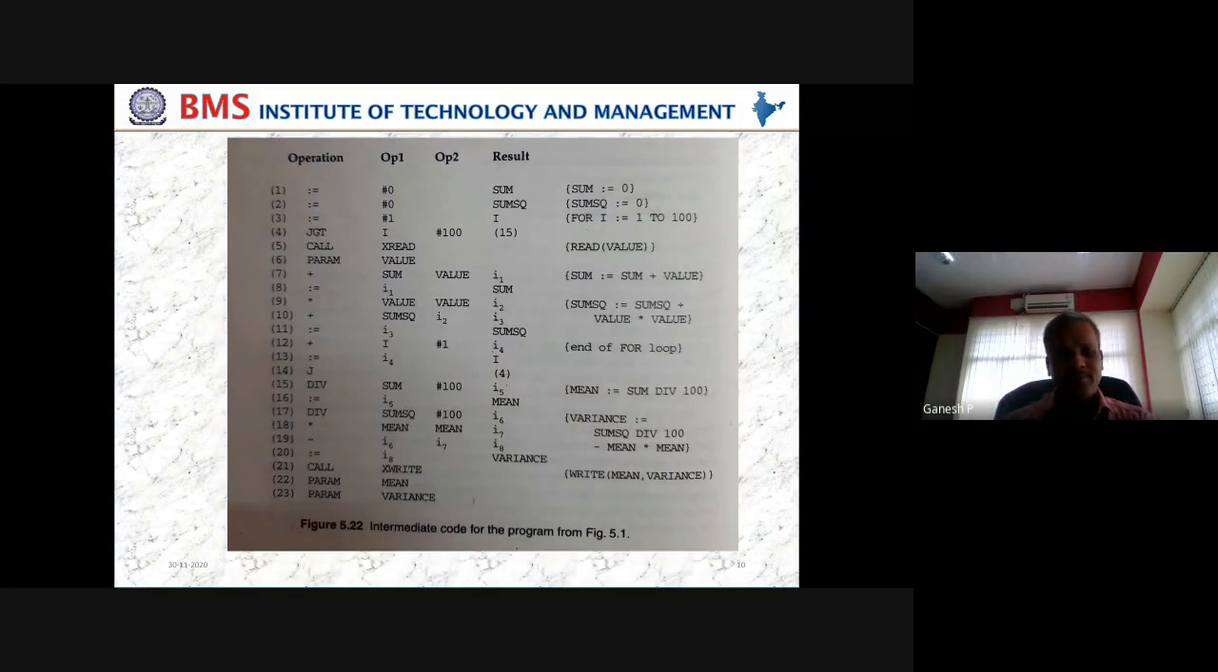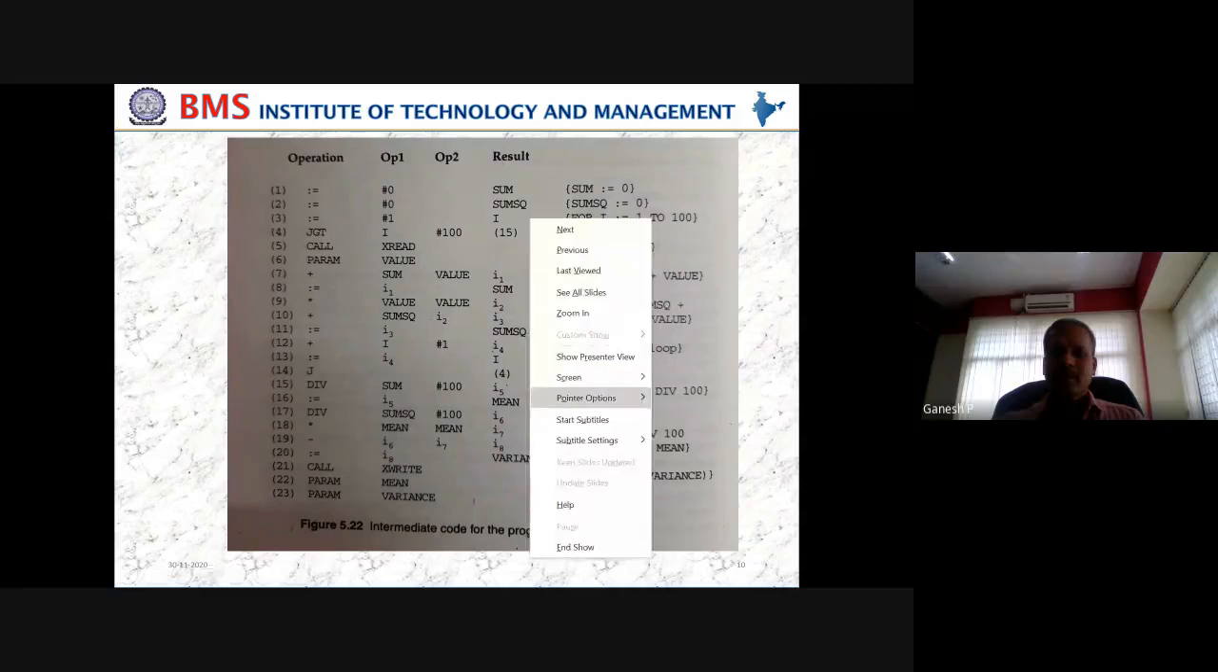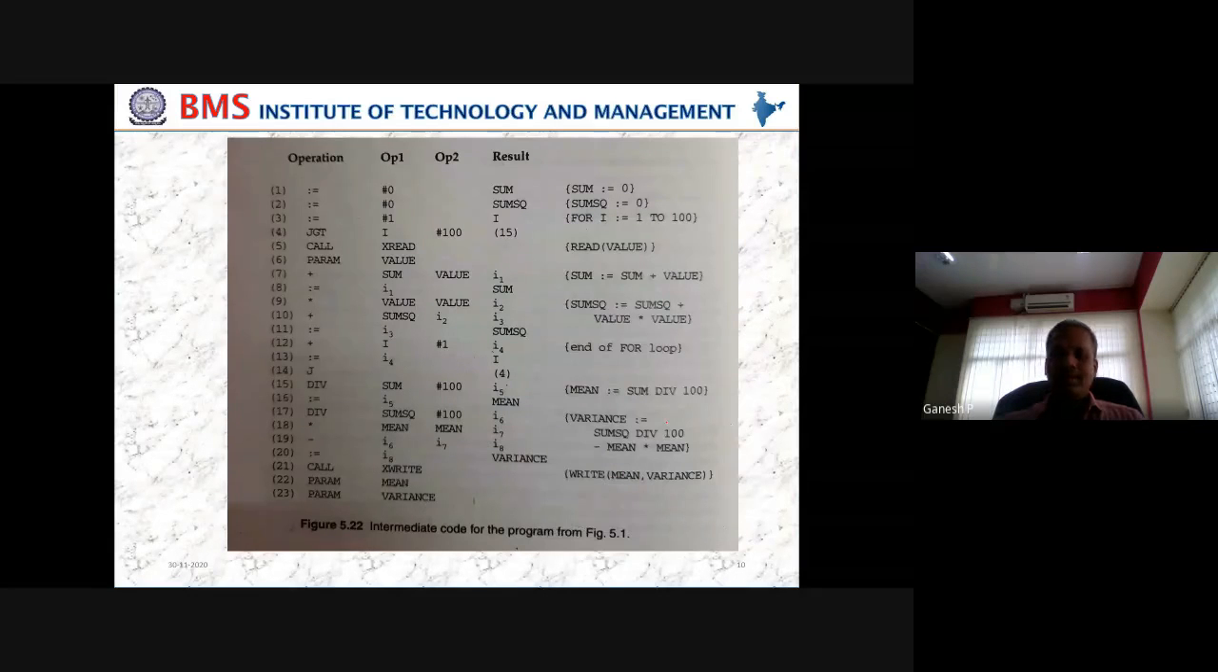Take this program, which we have just converted into quadruples. It's a very big program, but let us not worry about that. Let us see how it can be grouped into blocks. If you look at line number 1 to line number 23, what are the rules for a block? Each block should have an entry point. Each block should have an exit point. At the same time, there should not be any branching or looping in the block.